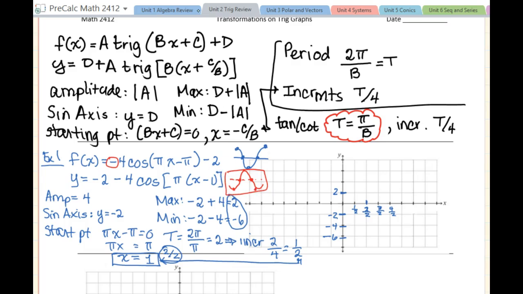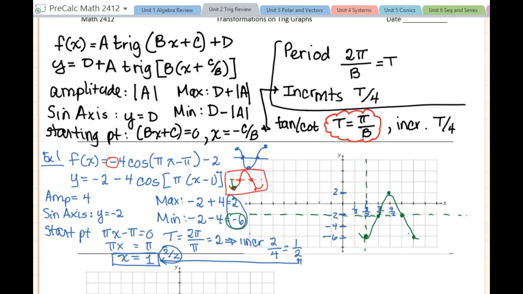So let's get started in terms of our graphing. I go to y is equal to -2. This is like our new x-axis. Our starting point is at 1, so that's right here. So this is like our new origin. So from here, the first point needs to be down by the amplitude. The amplitude is 4, so I'm going to go down from here till I get to -6. That's our minimum. The next increment is going to be on the sinusoidal axis. The next increment is going to be at the maximum. The next increment is back on my sinusoidal axis. The next increment is going to be at its minimum. So this is what we have so far.